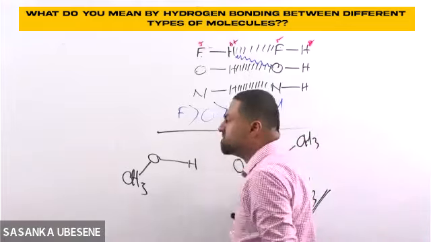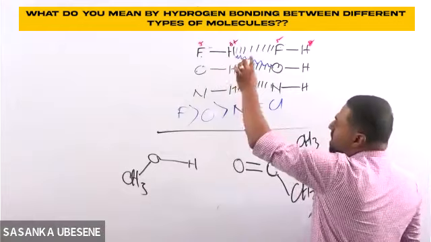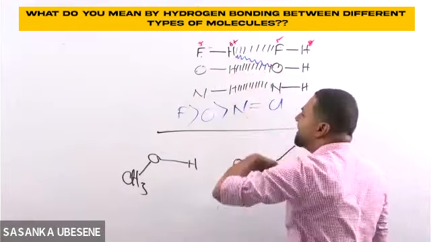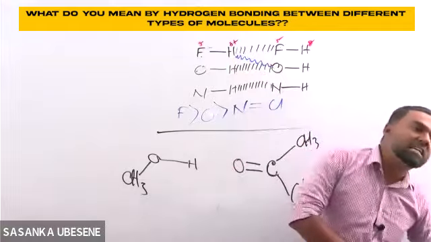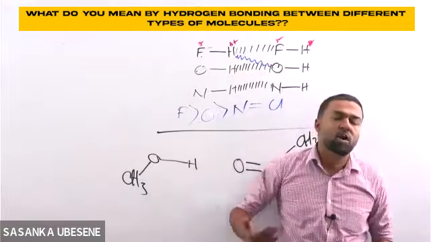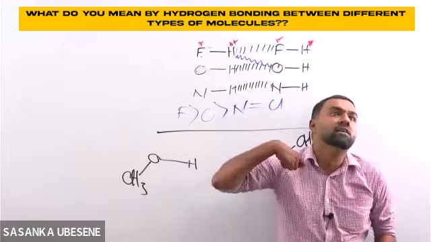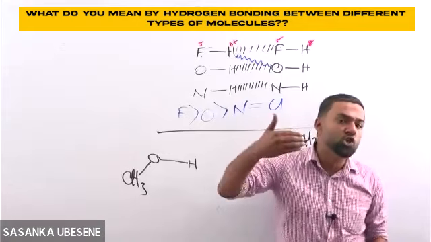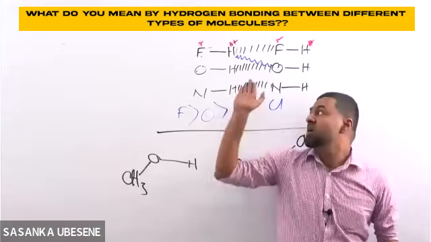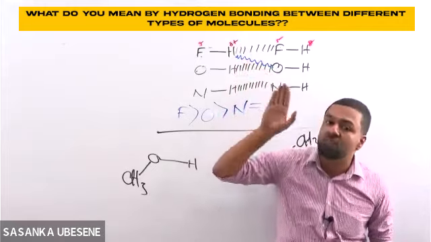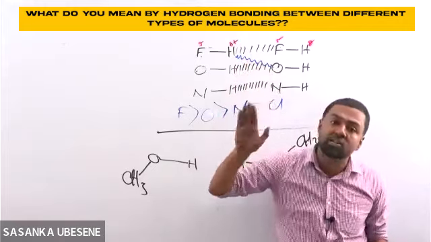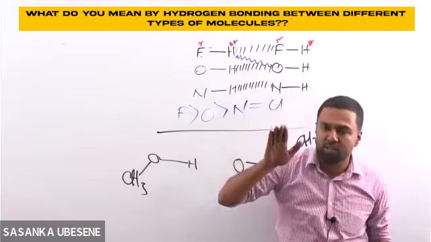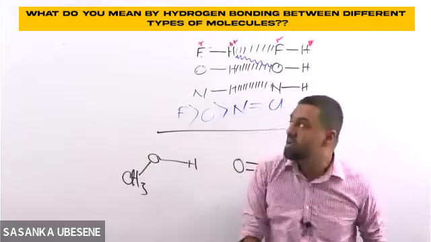What do you mean by different types of molecules? Here, the hydrogen atom is what we call the receptor. Why is it a receptor? Because it cannot act as a donor. What do you mean by donor? A donor can donate a pair of electrons. But hydrogen never donates a pair of electrons, because you don't have a non-bonding electron pair on the hydrogen atom. So hydrogen is always a receptor.